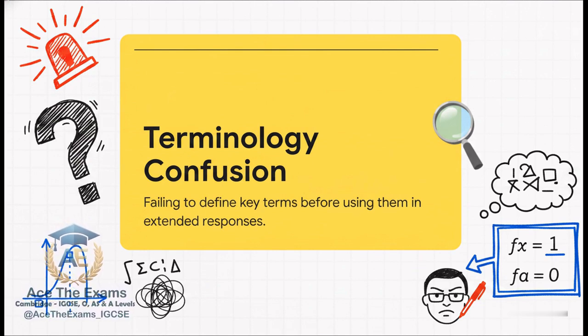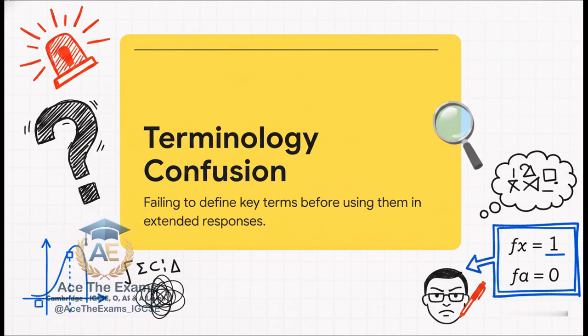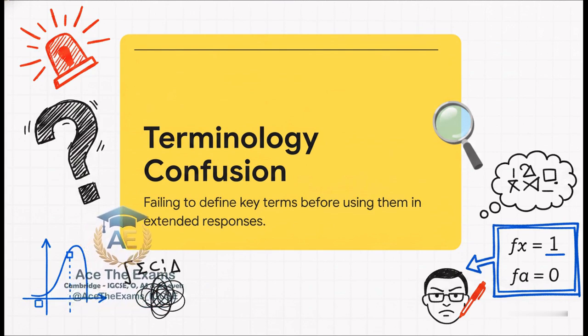Look, if you are going to substitute a value into an algebraic expression, you cannot just start writing random strings of numbers equal to 0. You must define the terminology for the examiner. You literally just write let f of x equal and then write out the full polynomial. Only then do you write f of a equals 0.